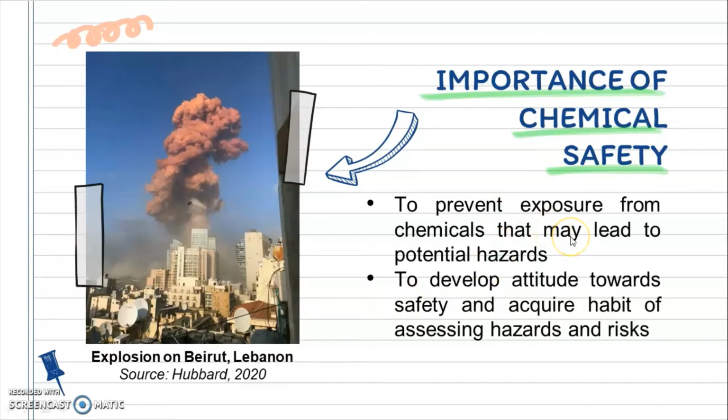Another is to prevent exposure from chemicals that may lead to potential hazards, or para alam natin paano mababawasan or ma-avoid to have contact with a harmful chemical. Lastly, is to develop attitude toward safety and acquire habit of assessing hazards and risk. Ito yung kailangan natin as engineers to make sure that our workers will have a safe working environment. Tayo yung mag-a-assess if may hazard or risk sa ating workplace.